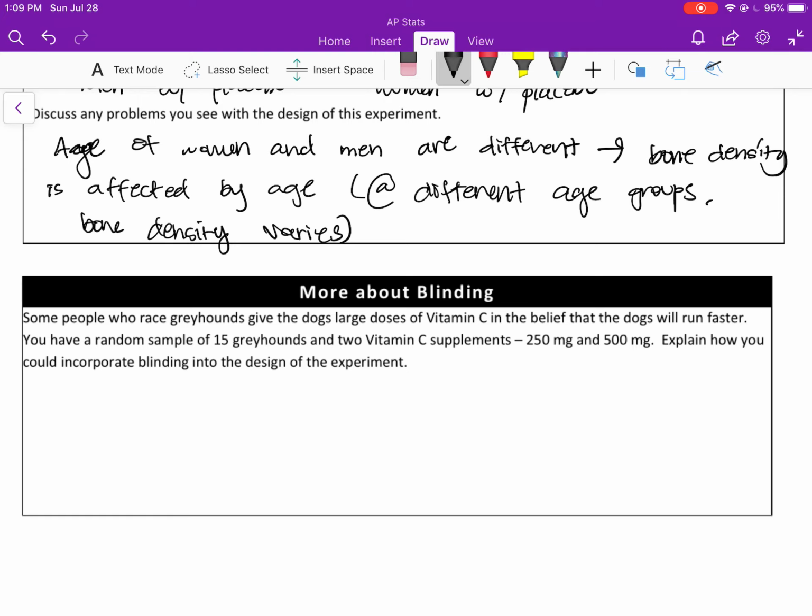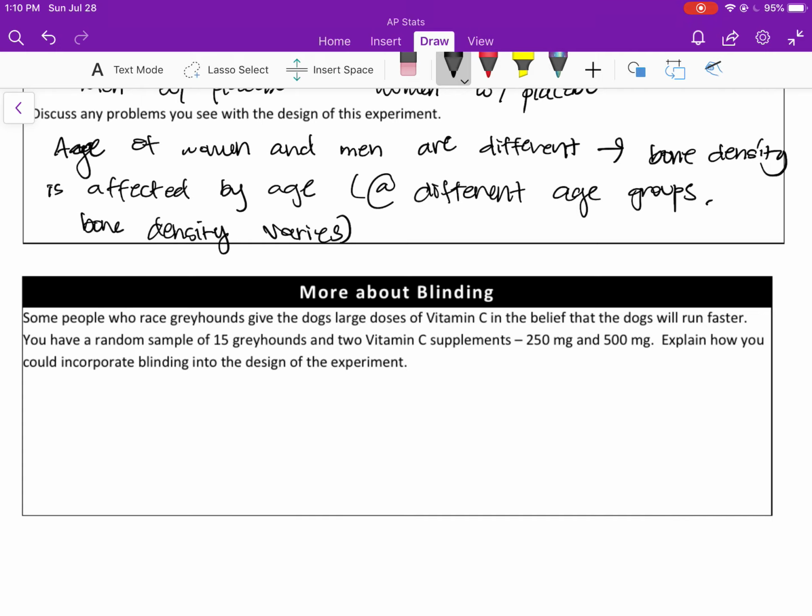So more about blinding. So we talked about this before. Blinding is when subjects don't know how treatment groups were assigned. So for this one, it says some people who raise greyhounds give dogs large doses of vitamin C in belief that the dogs will run faster. You have a random sample of 15 greyhounds and 2 vitamin C supplies, 250 milligrams and 500. Explain how you can incorporate blinding into the experiment.